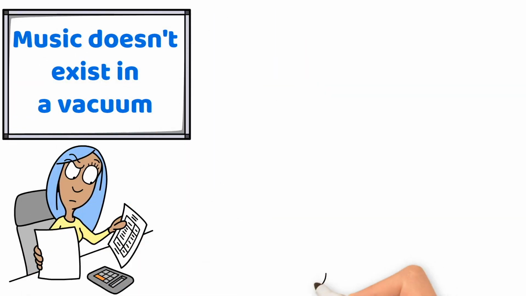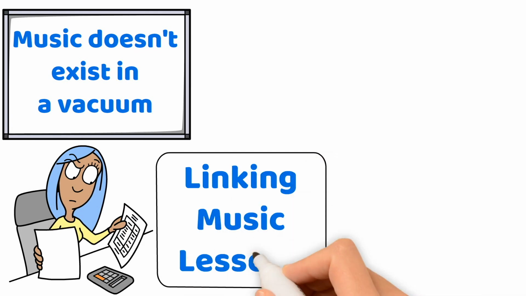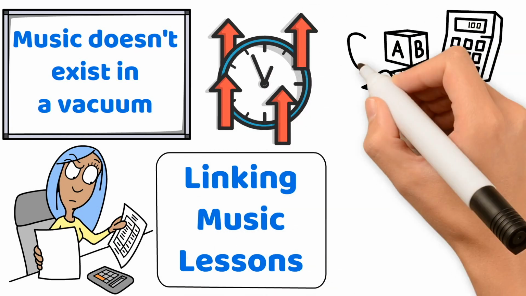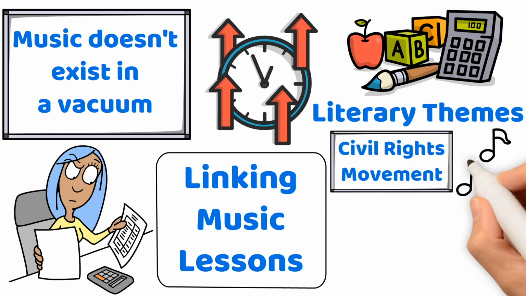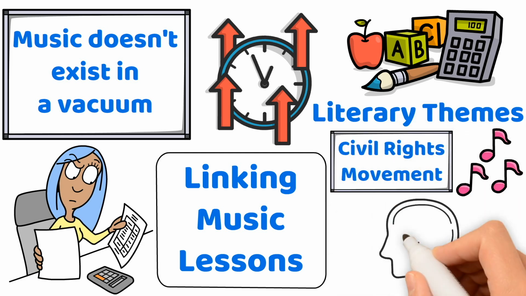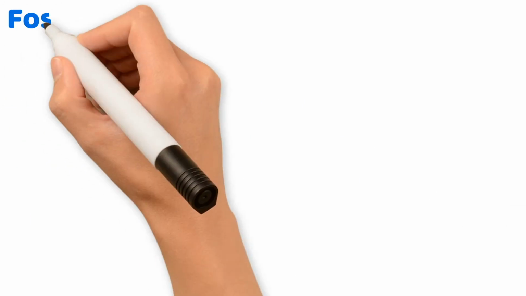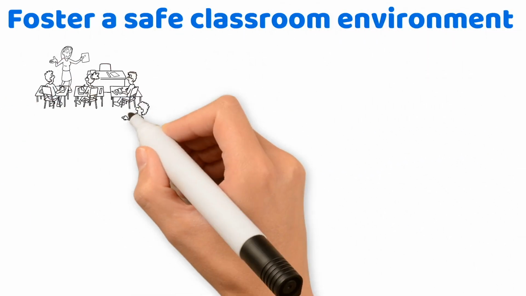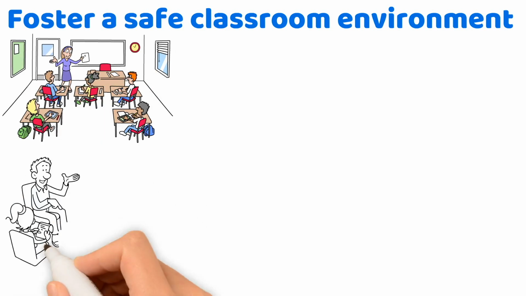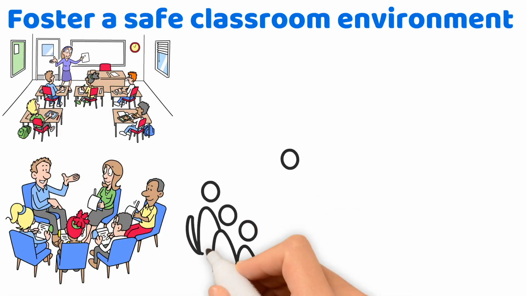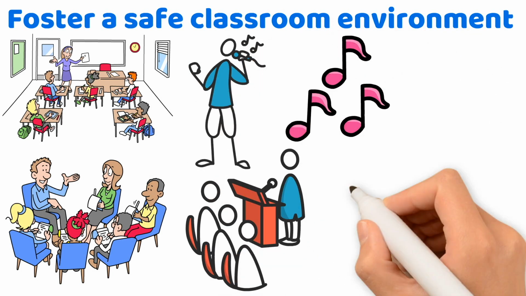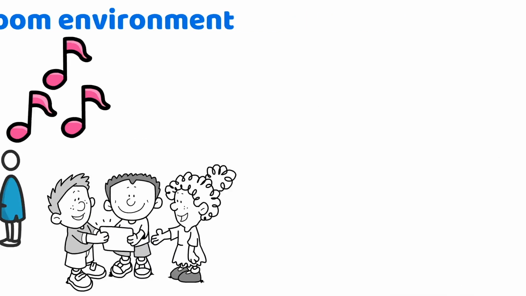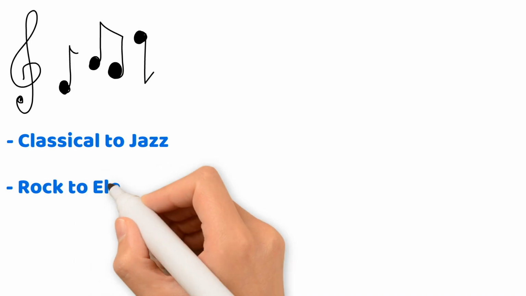Your exam administrators want you to demonstrate your understanding of linking music lessons to historical events, mathematical patterns, or literary themes. For instance, while studying the civil rights movement, include iconic songs from that era to provide a richer understanding of the historical context. Next up, foster a safe classroom environment where students feel comfortable sharing their musical experiences. Regular discussions about concerts attended, personal practice, or new songs discovered can stimulate a musical dialogue that enriches the learning environment for everyone.